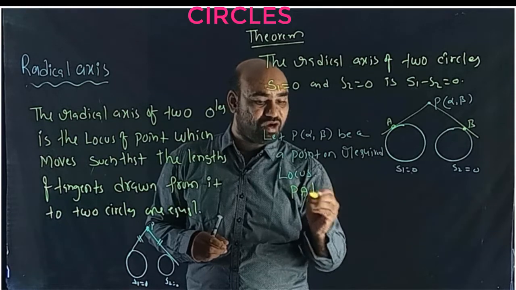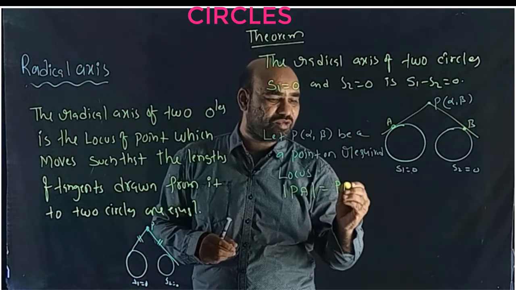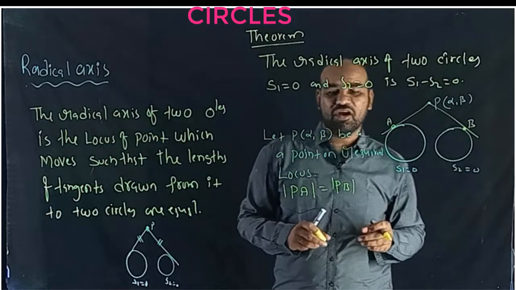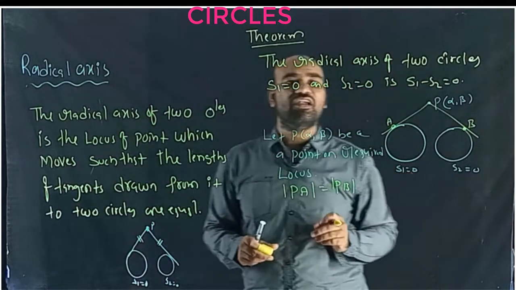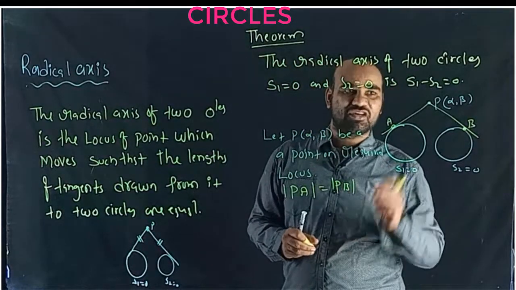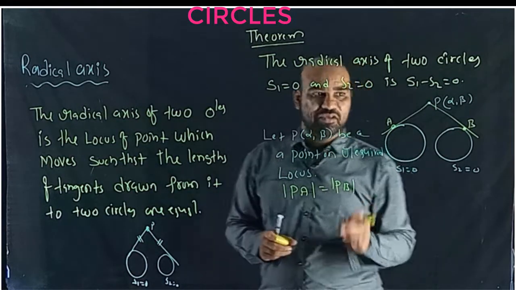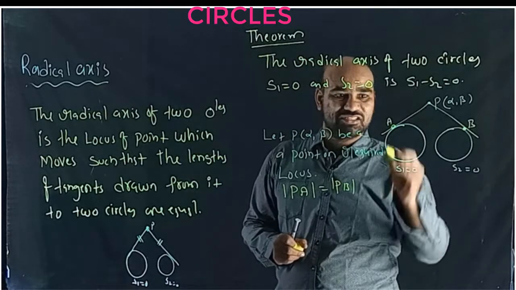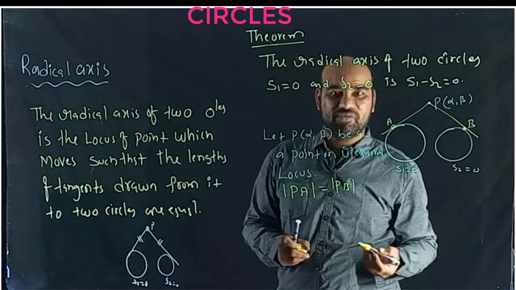Mod PA equal to mod PB. Sometimes that expression may be negative, so we write mod PA equal to mod PB, such that you want to find the locus equation of P. PA is the length of the tangent segment, root over S11. Just as in the circle equation, we substitute alpha, beta.